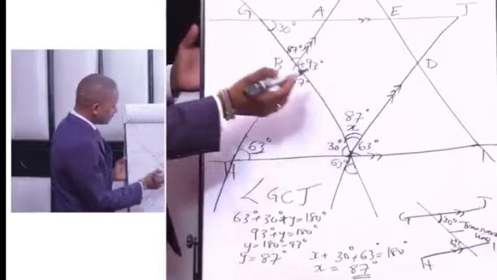Now, what is this angle? D, which you can't get. Now, these are different ways by which angles are going to come.